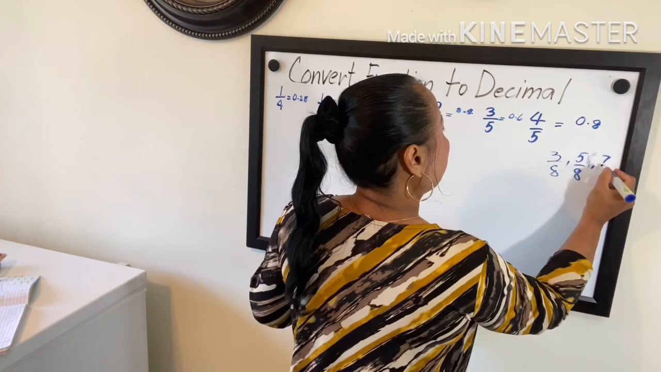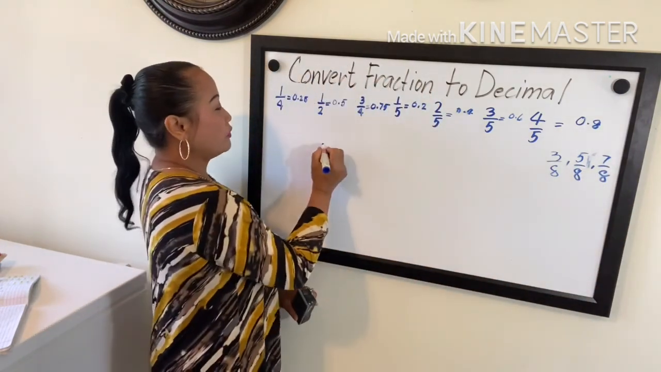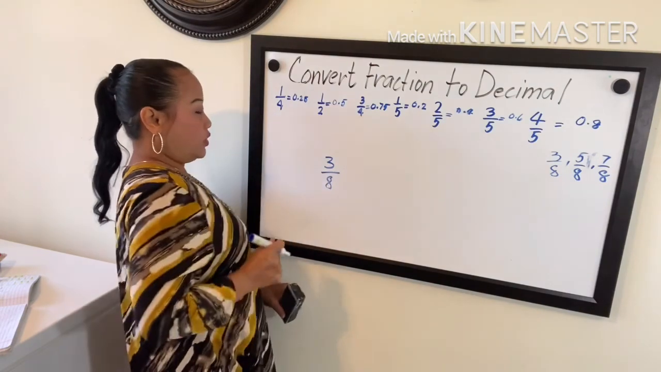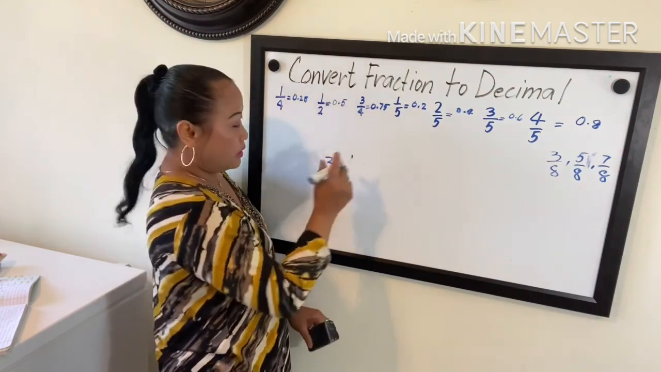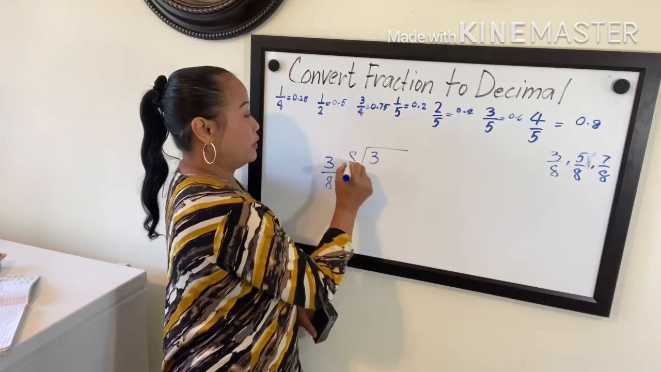Then 7/8. Okay. 3/8. This one we can rewrite as 3 divided by 8.